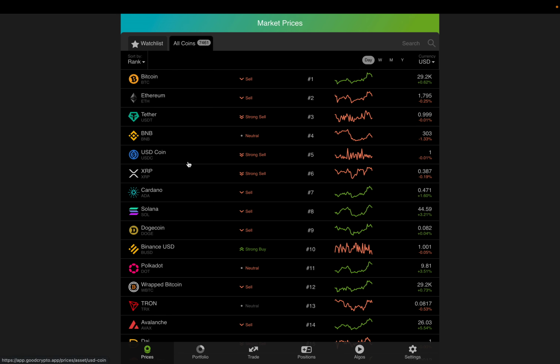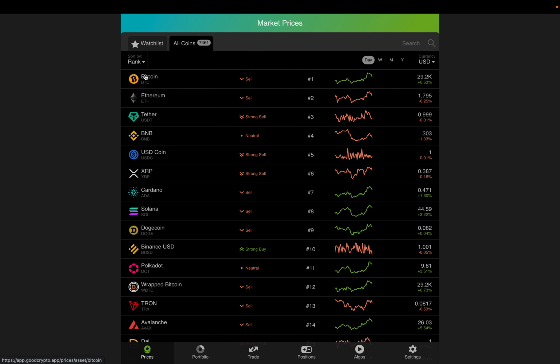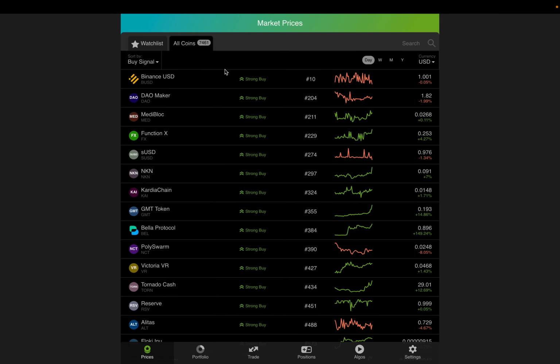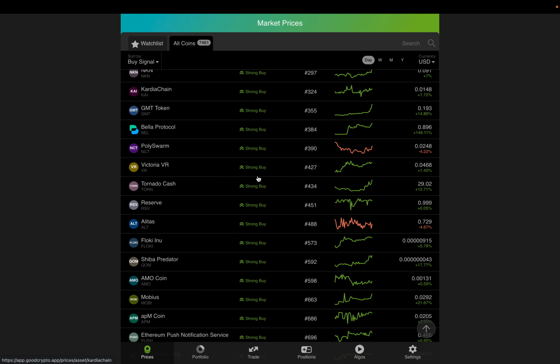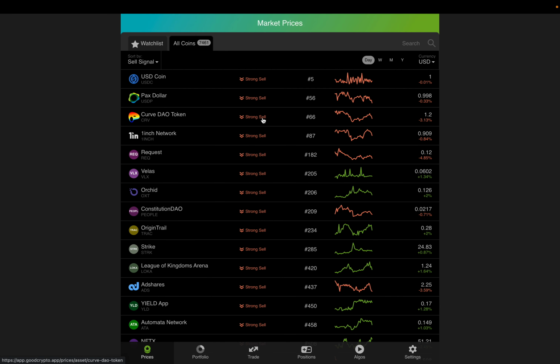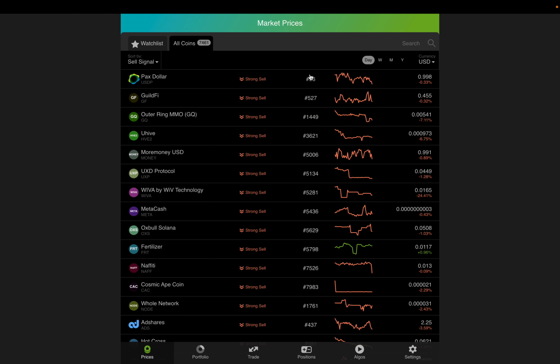That's one thing. The most important thing here, probably, is that you can not only see them, but also sort by them or rank by them, right? So you can rank by buy signal, and here the coins with the strongest buy signal will be on top. Or of course by the sell signal strength. Here the strongest sell signal will be shown on top.